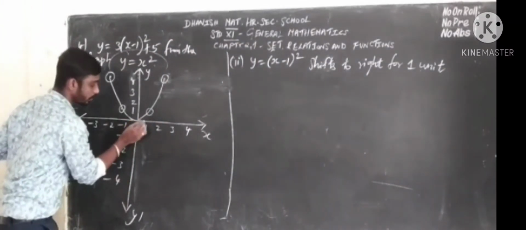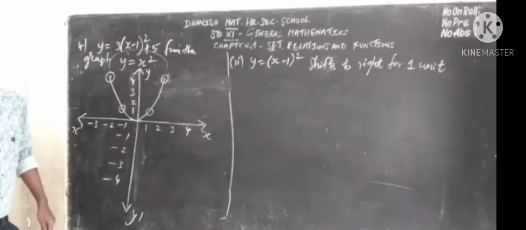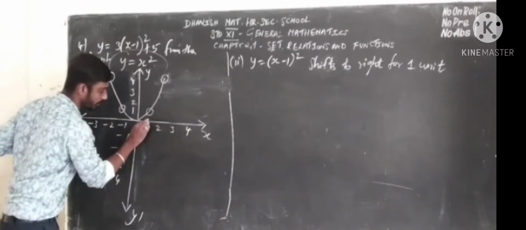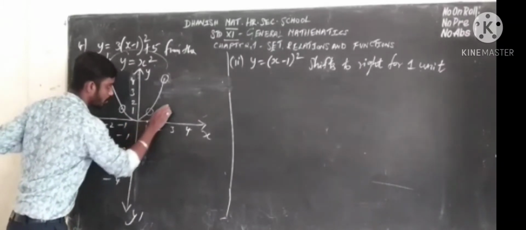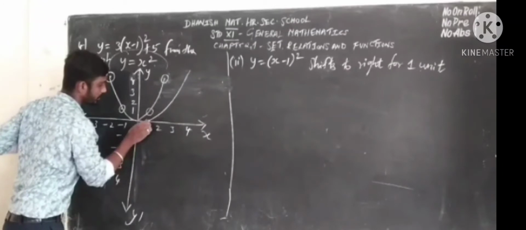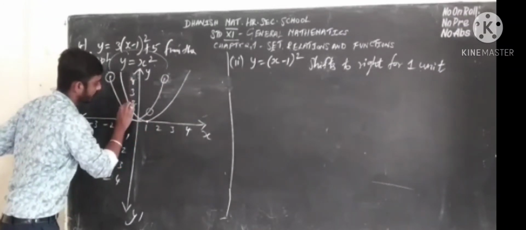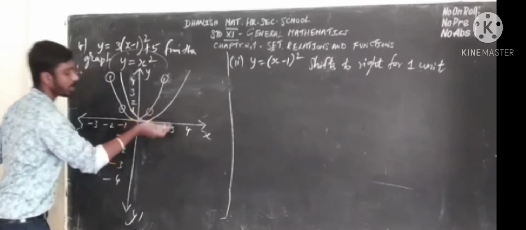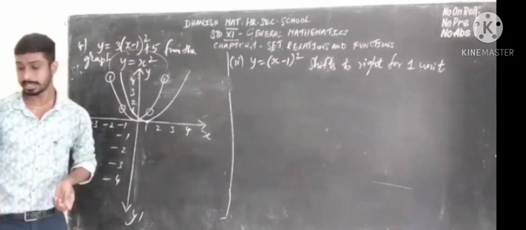Now draw the graph. Shift 1 unit means this one. So shift to the right for 1 unit. I am shifting here. Now we have to draw the graph like this. It goes this way and it goes this way. So same points only. We are just shifting one point from the origin.